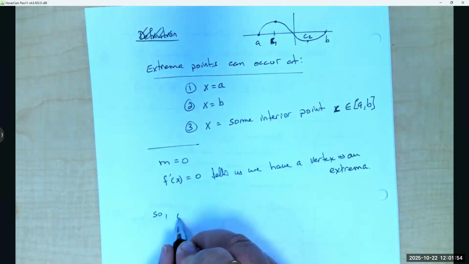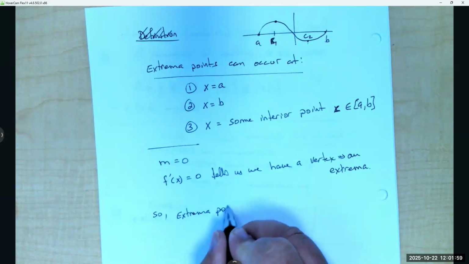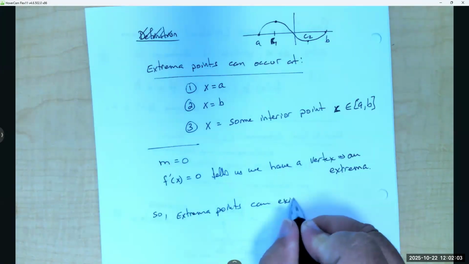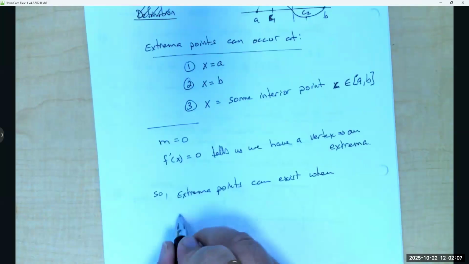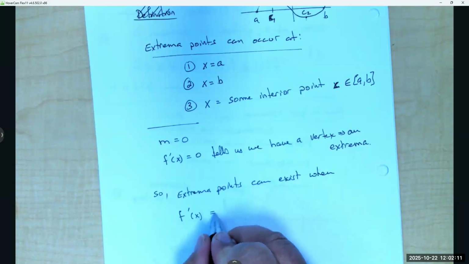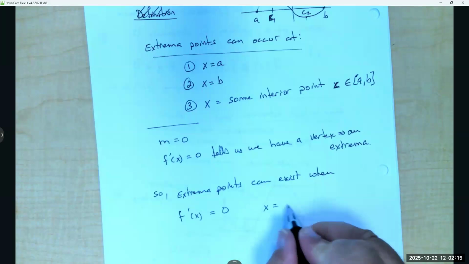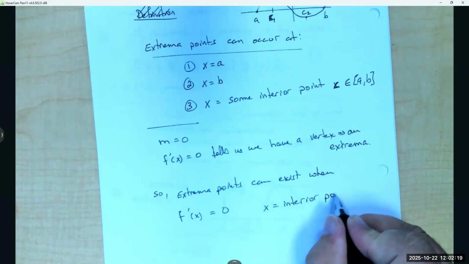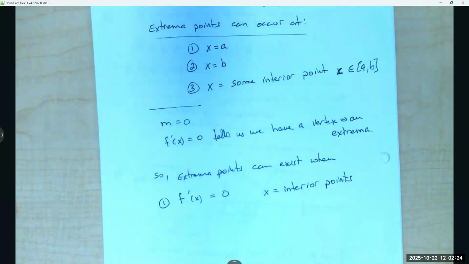So extrema points can exist when the first derivative of f(x) equals 0, where x is, that's the first point.